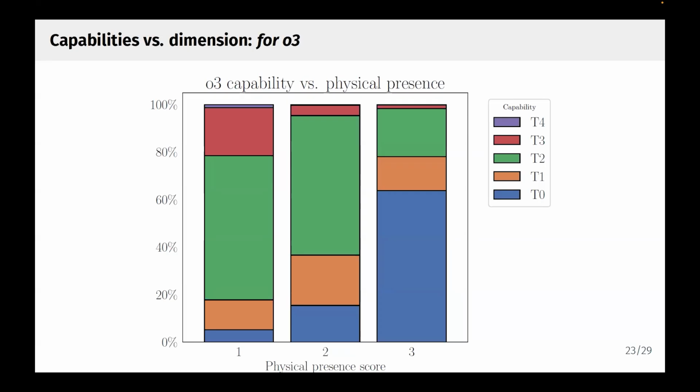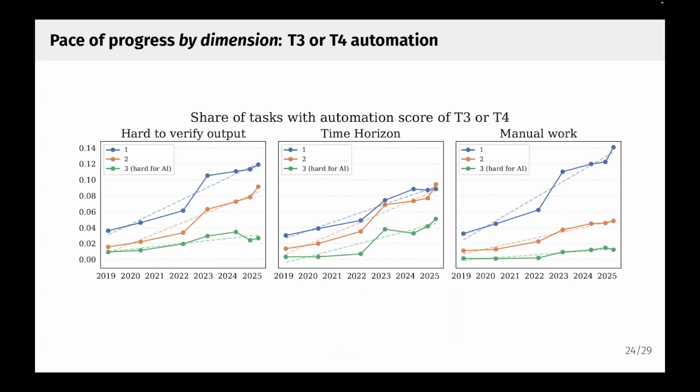So you can see that with high physical presence, it's very hard to automate, right? There's like very little red or purple at the top, and most of it is a 0, right? You're not able to automate. But then for things that have a 1 on physical presence, which means they're mostly like cognitive jobs, your scores are much higher. So this is sort of just validating the approach.